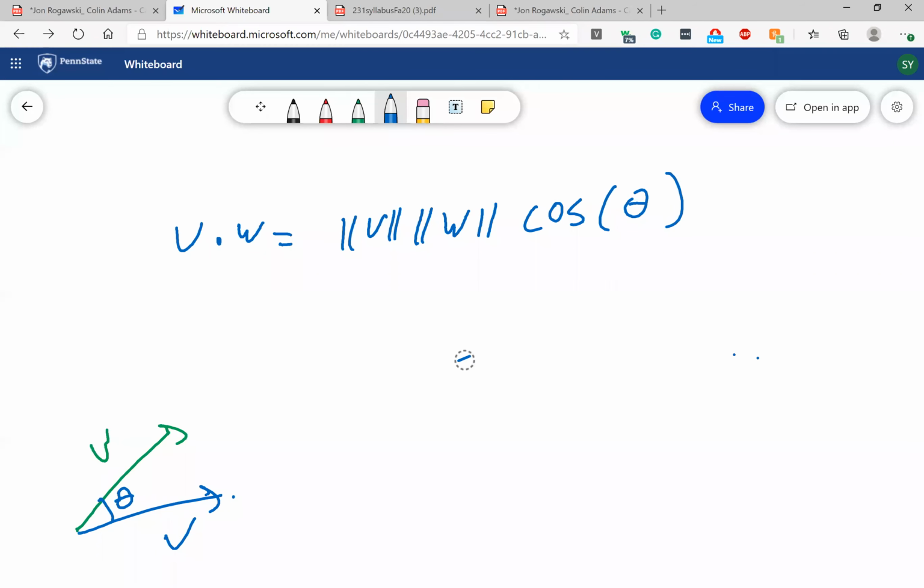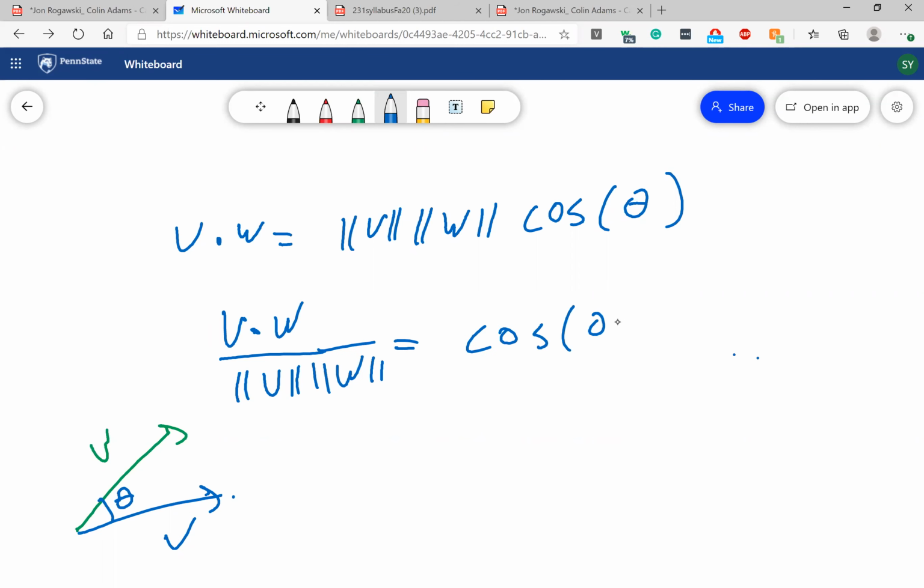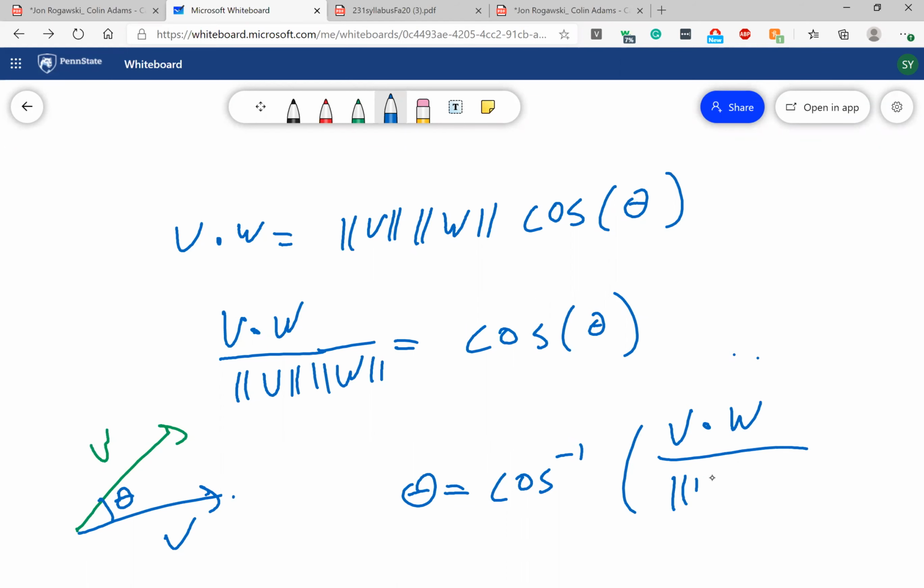And this equation says the same thing as v dotted with w divided by the magnitude of v times the magnitude of w is equal to cosine of the angle between these two vectors. Or another way to write this is that the angle between the two vectors is equal to cosine inverse of v dotted with w over the magnitude of v times the magnitude of w. Any questions about this?